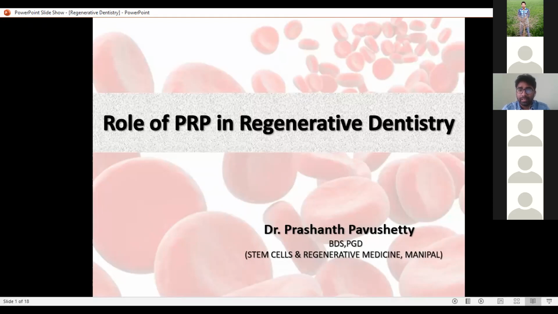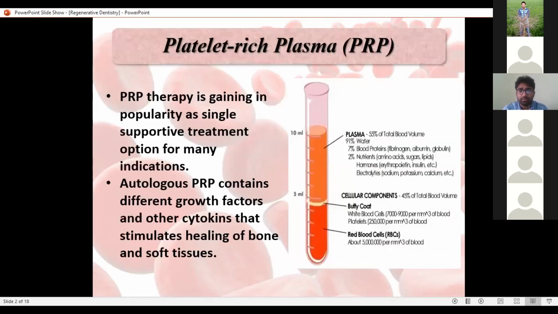My name is Dr. Prashant. I have done my BDS from Mamta Dental College, Khammam. Interest towards research made me pursue a degree in stem cells and regenerative medicine in Manipal. Today, I want to explain the role of PRP in regenerative dentistry. As we know, PRP therapy is gaining popularity as a single supportive treatment option for many indications. PRP contains different growth factors and cytokines that stimulate the healing of bone and soft tissue.